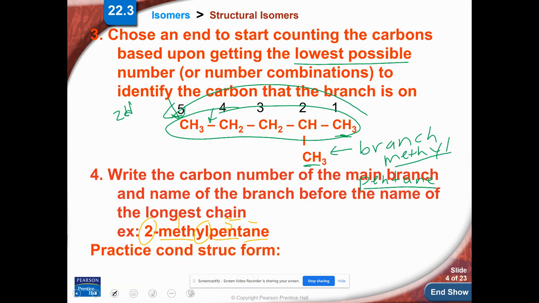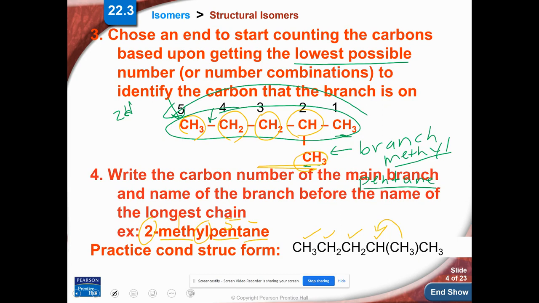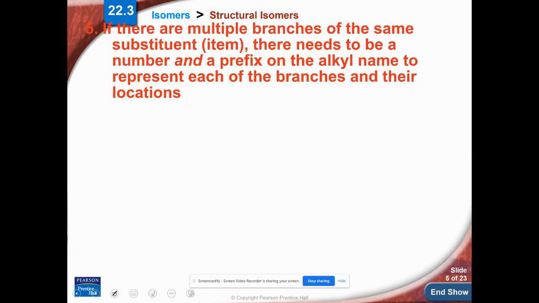All right, so now let's practice our condensed structural formula. So I have CH3, and now I have a CH2, okay? And now I have another CH2, and now I have a CH, and now this parentheses is telling me that the branch, that means that it's connected here. So then that's this branch, and then now I have a CH3. That's our condensed structural formula.